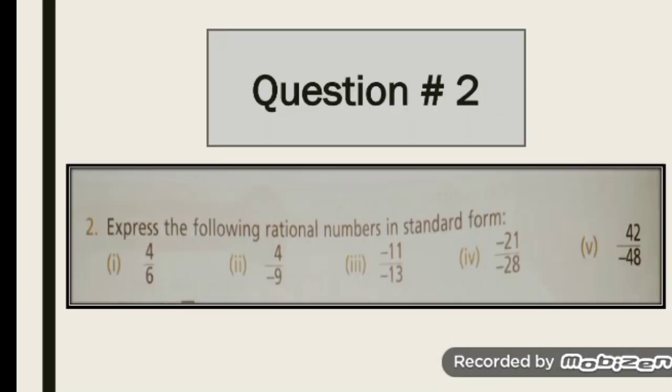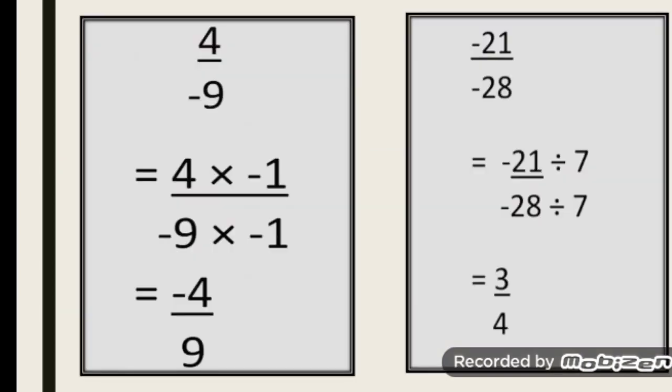Now we will do question 2 of exercise 2b. In this question, we have to express all these rational numbers in standard form. Let's see part 2 and part 4. This is part 2, 4 by minus 9. You can see that the denominator is negative. To make the denominator positive, we will multiply both numerator and denominator by minus 1.